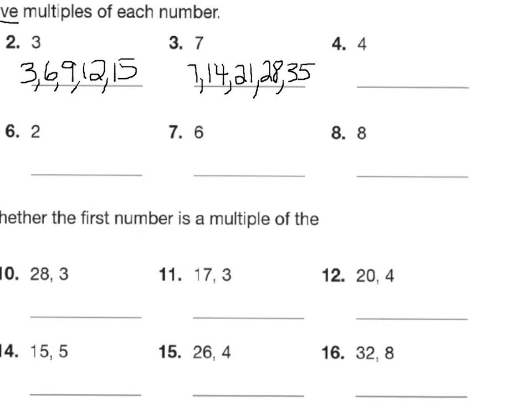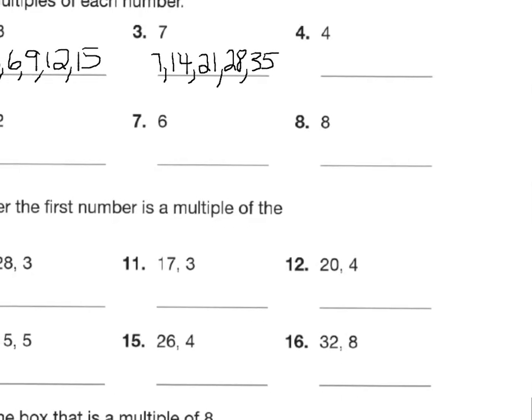Alright, and then we're going to move on to number 4. Number 4, I'm going to multiply. 4 times 1 is 4. 4 times 2 is 8. 4 times 3 is 12. 4 times 4 is 16. 4 times 5 is 20. And that's all you need for that.